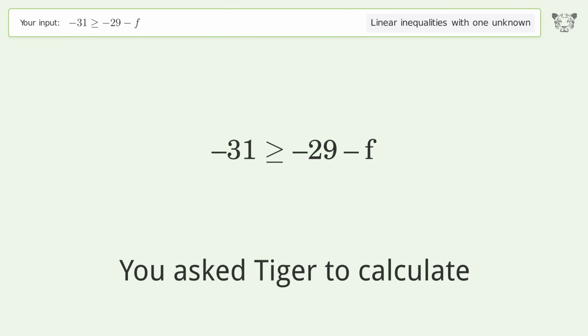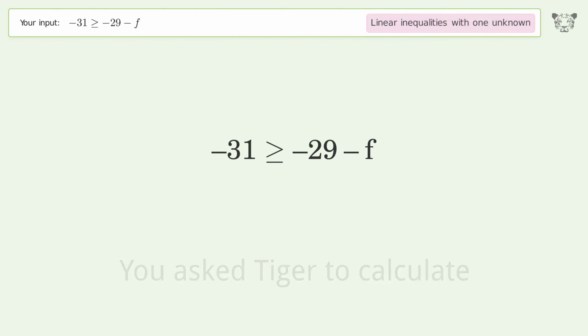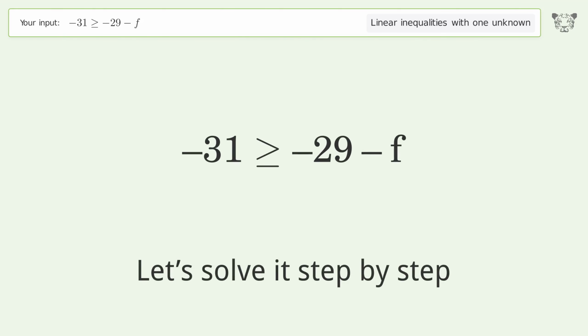You ask Tiger to calculate. This deals with linear inequalities with one unknown. The final result is f ≥ 2. Let's solve it step by step.